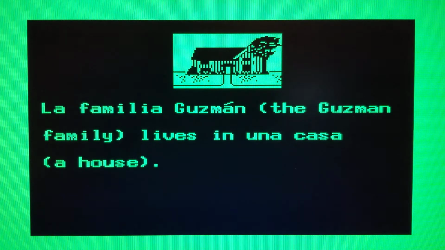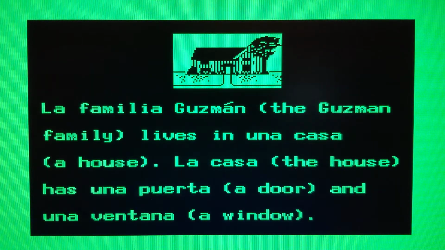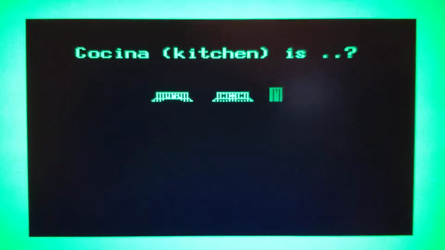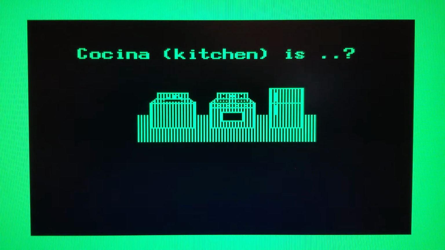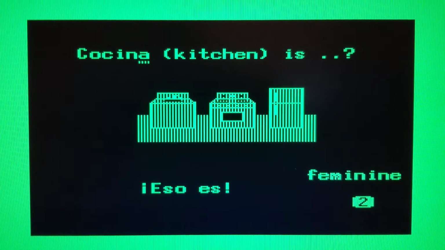La familia Guzmán, the Guzman family, lives in una casa, a house. La casa, the house, has una puerta, a door, and una ventana, a window. You can tell that familia, casa, puerta, and ventana are feminine because of la and una, or by their ending, since most nouns ending in a are feminine. Is cocina, kitchen, masculine or feminine? Eso es.